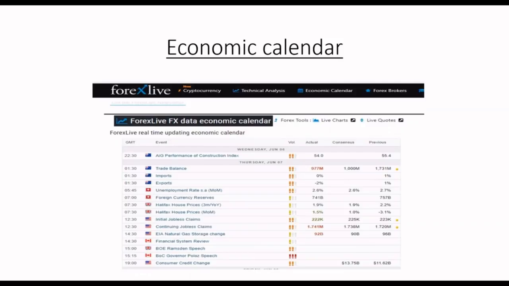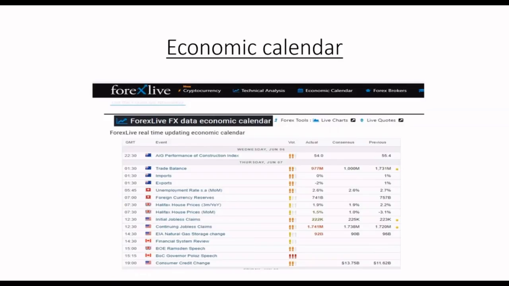Let's take an example: initial jobless claims. Here you see the result was expected to be announced at 12:30 GMT. The exclamation marks indicate the expected impact on the currency. One exclamation mark indicates low volatility, three marks indicate high volatility.